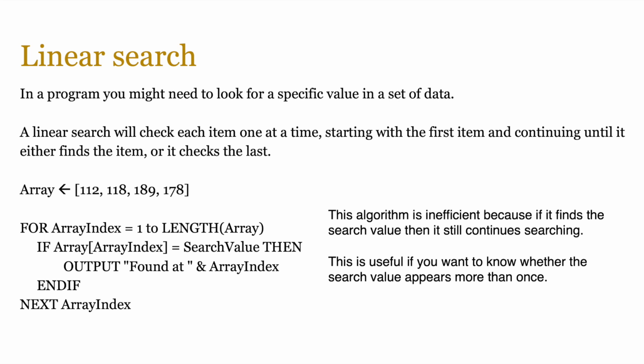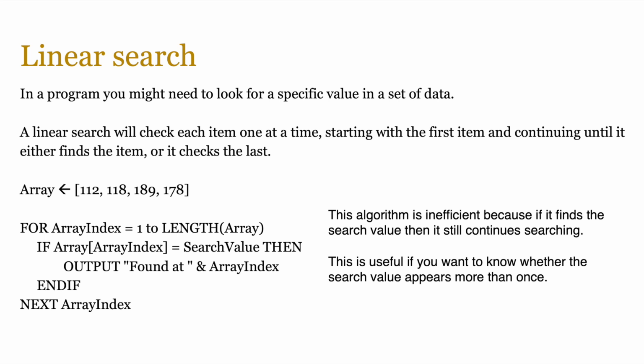A linear search will check each item one at a time, starting with the first item and continuing until it either finds it or it checks the last item and reports that the item wasn't found. Now on screen you see a bit of pseudocode that shows you how a linear search will work with an array. You get an array which is assigned a set of values, so those numbers are there. We're going to set an array index and we're going to make sure that it runs from the first position to the length of the array.